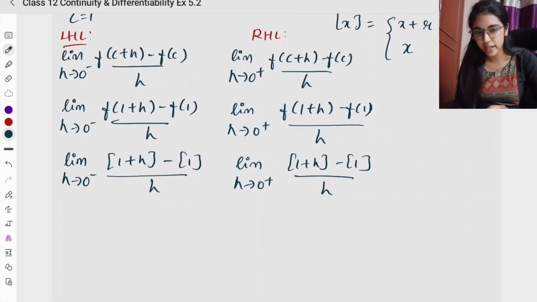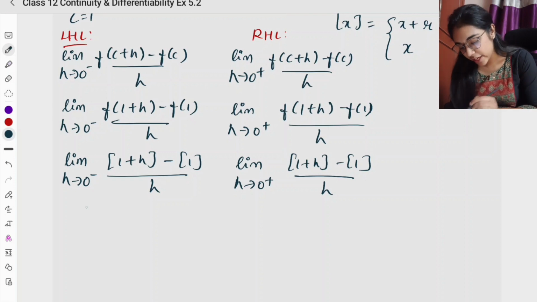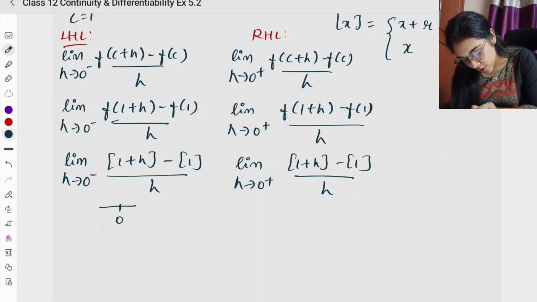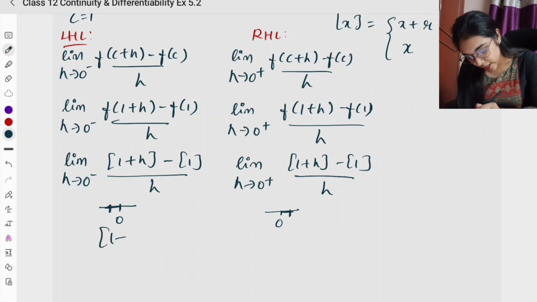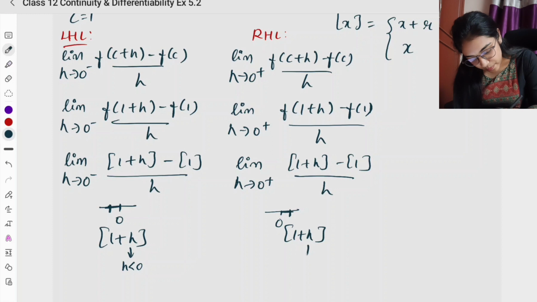What is the difference between the left hand limit and the right hand limit? If h is tending to 0 minus, so 0 is over here. 0 minus means the values which are very very close to 0 but to the left of 0. 0 plus means values which are very very close to 0 but to the right of 0. So what is the difference between the two? When you have 1 plus h where h is some value which is less than 0, and here you have 1 plus h where h is some value greater than 0.